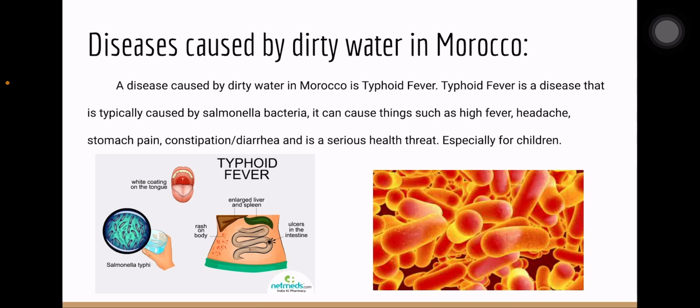especially for children. So the first picture I chose was a diagram of typhoid fever and what it could do to your body. It could cause a white coating on your tongue. It shows salmonella, and you could get a rash on your body. Your liver and spleen could get enlarged, and it could also cause ulcers in your intestine.